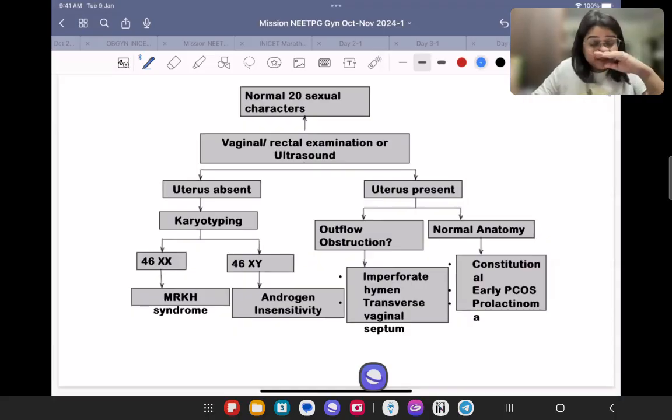Okay. Now, coming to this flowchart, if you get a question in the exam, the first thing you need to see, but Harsh, I need to take a small 5-minute break, but only after we finish this topic. So, normal secondary sexual characters.